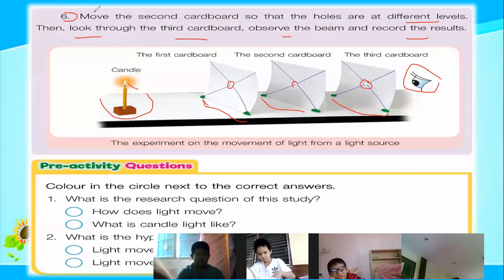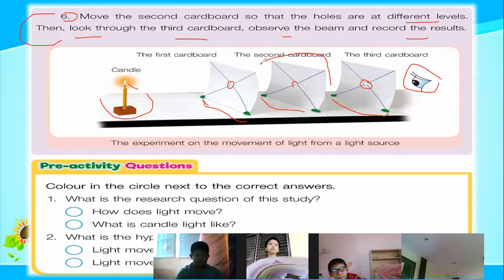After that, number 6, the second cardboard, this one, we are going to move a little bit. We move it from the same place a little bit wider. So the holes will not be on the same line, and then we observe. Okay, students, so now let's see what we observe here.